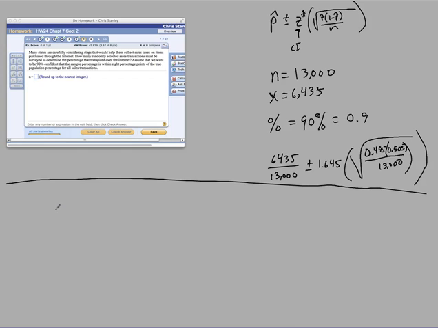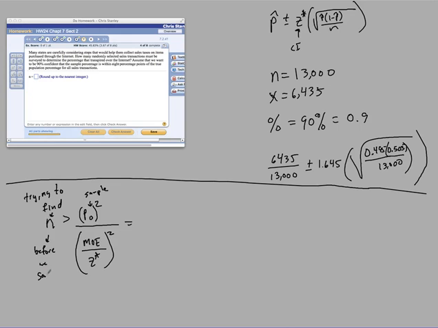Here's the formula. n has to be greater than, not greater than or equal to, greater than p naught times 1 minus p naught, divided by the margin of error squared, over z star squared. Let's just plug these things in here. If they don't give us a proportion, this is from your sample. Generally we don't know this because we haven't done a sample yet. We're trying to find n before we sample. So it doesn't make sense for us to know p hat.